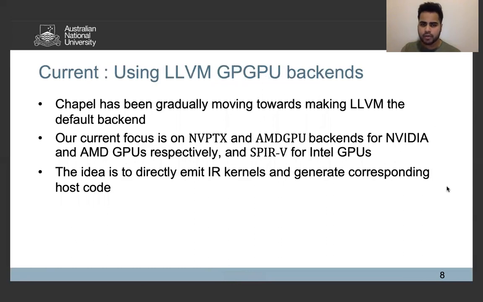Chapel has been gradually moving towards making LLVM the default compiler backend. So we also shifted our focus to LLVM IR. The idea is to directly emit IR kernels and generate corresponding host code. This maps to LLVM IR for NVIDIA and AMD GPUs using the NVPTX and the AMDGPU backends, and a SPIR-V intermediate representation for Intel GPUs.